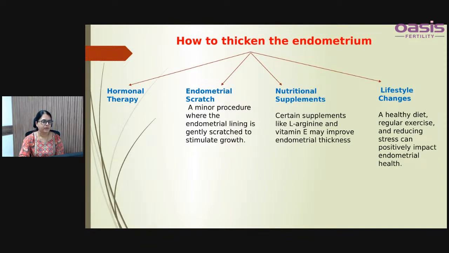So the treatment to improve the thickness of the endometrium, one is hormonal therapy. That is, any deficiency in the estrogen levels in the body can be supplemented with estrogen supplementation, either by tablets or injectables or patches or in the form of gel. Then endometrial scratch, it is a minor procedure where the endometrial lining is gently scratched to stimulate the growth factors. Then nutritional supplements, certain supplements like L-arginine and vitamin E, they improve the endometrial thickness. Then lifestyle changes, healthy diet, regular exercises, and reducing the stress can positively impact the endometrial health.